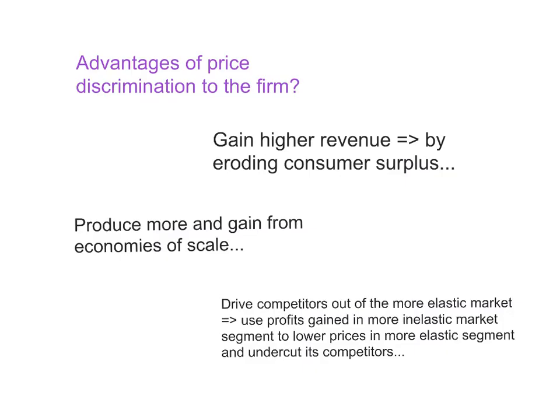So what are some of the advantages of price discrimination for the firm practicing it? First of all, it would allow the firm to gain higher revenue, and it does this by eroding consumer surplus. It allows the firm to produce more and therefore gain from economies of scale, and therefore lower its unit costs. It also allows the firm to drive competitors out of the more elastic market by using the profits gained in the more elastic market segment to lower prices in the more elastic market segment and therefore undercut its competitors. These are some of the advantages of price discrimination to the firm practicing it.